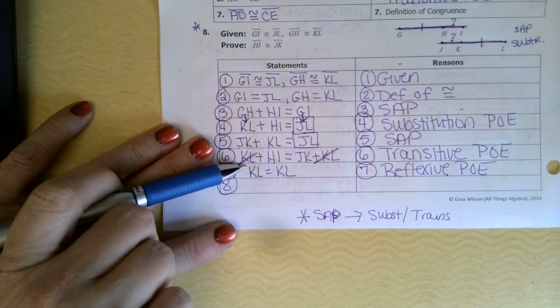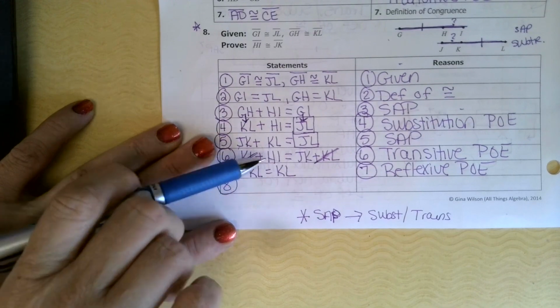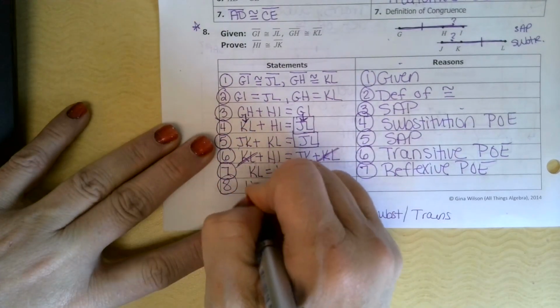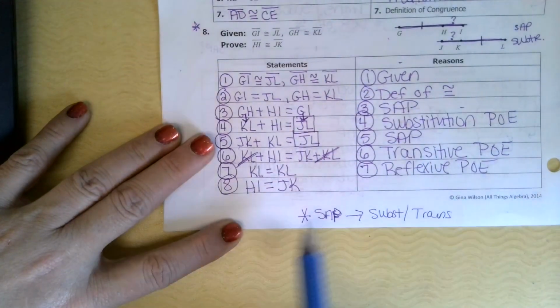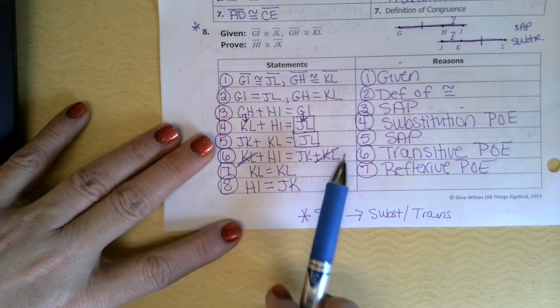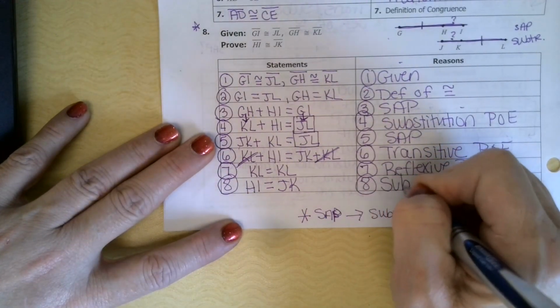This step right here is sometimes left out of proofs. Again, it just depends on who's writing the proof. But look, I've got HI equals JK, which is what we're trying to get to. And we subtracted KL on the left, we subtracted KL on the right, so this is subtraction.